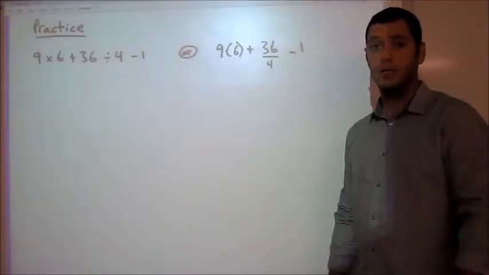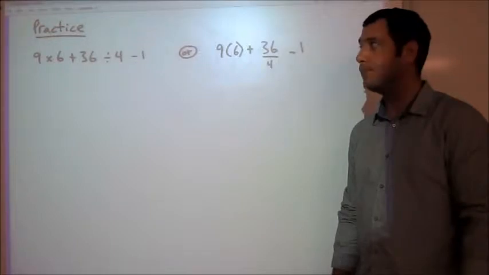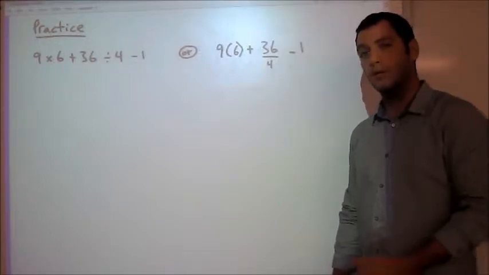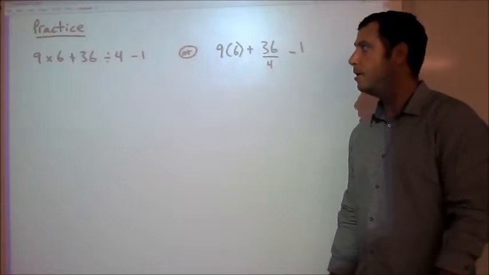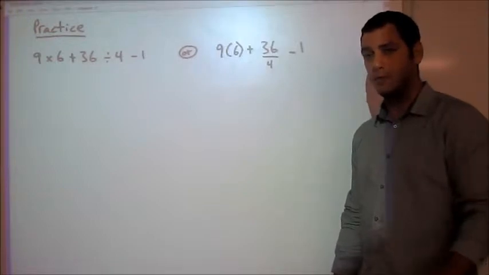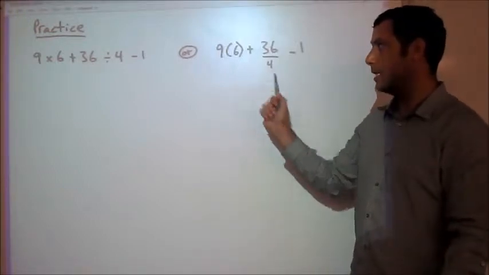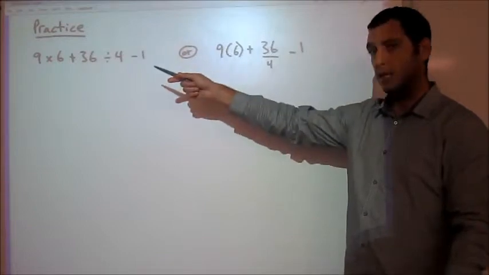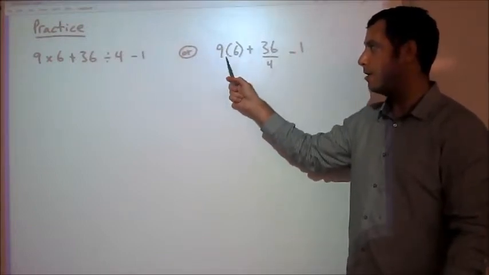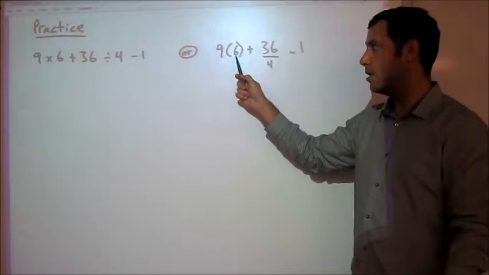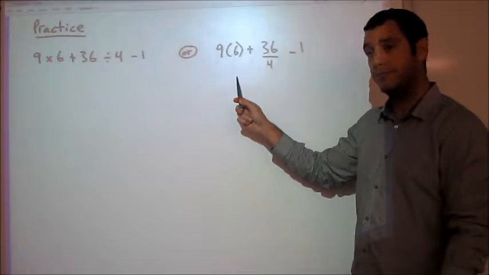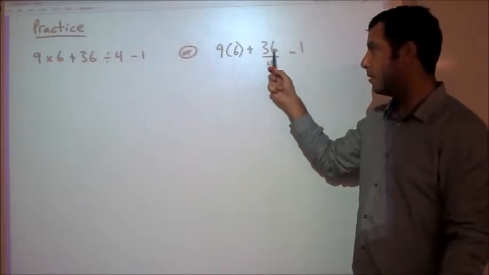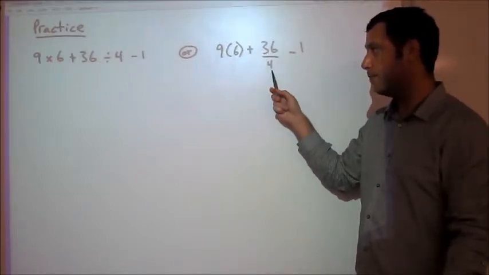Let's get some practice using the order of operations with integers. We'll start with the problem we were given on the first slide. 9 times 6 plus 36 divided by 4 minus 1. Now that problem can actually be represented and reorganized a little to look like this. 9 times 6 can be represented by 9 followed by 6 in brackets, which basically just means 9 sixes, plus 36 divided by 4.